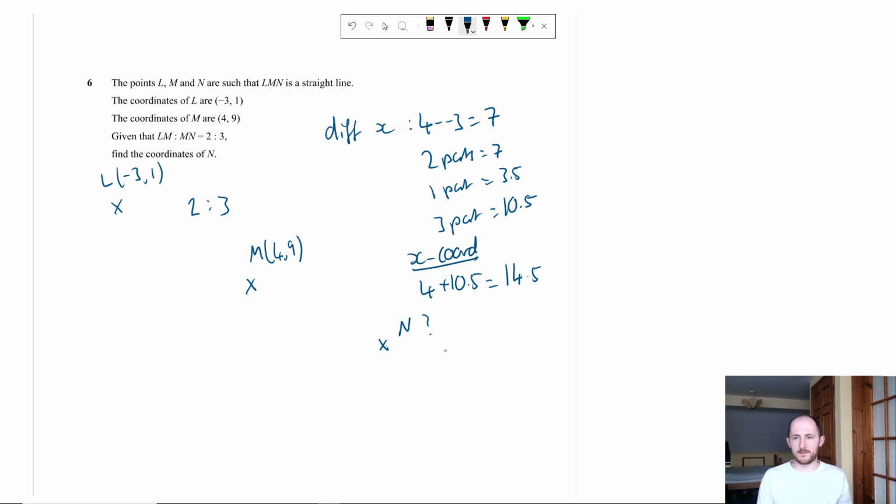We're going to do the same thing for the y coordinate. So the difference in y. It ends up at 9, starts off at 1. So the difference there is 8. So that means 2 parts equals 8.